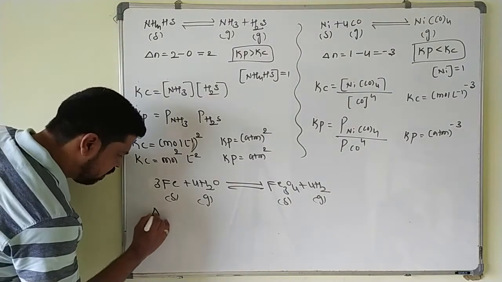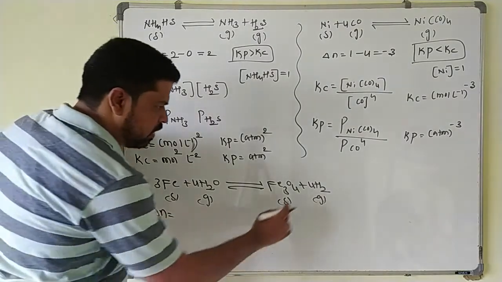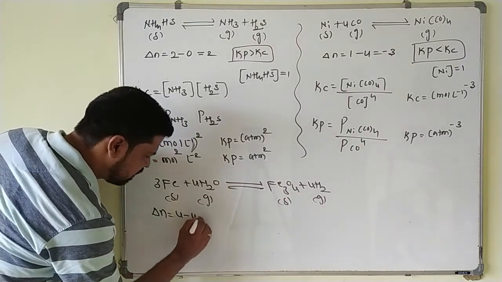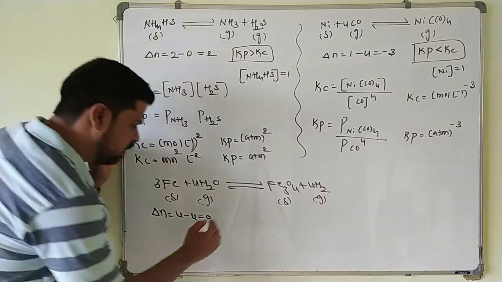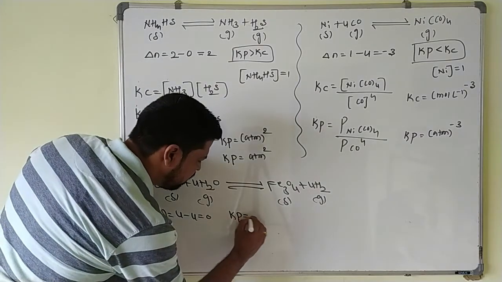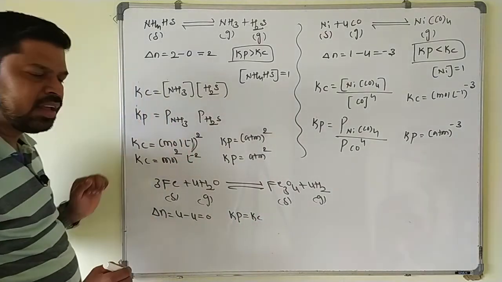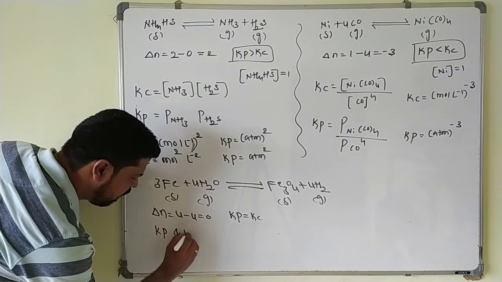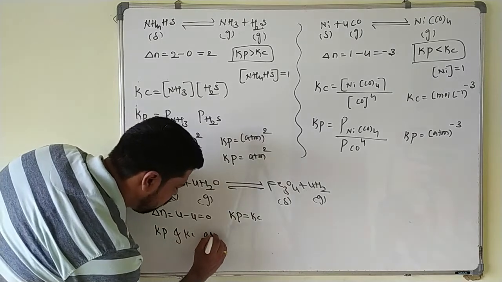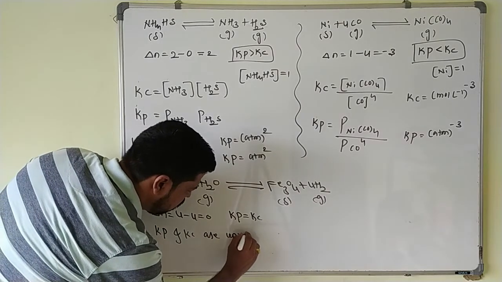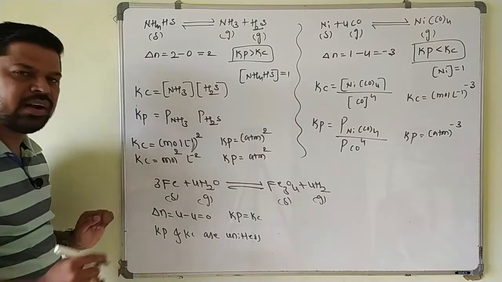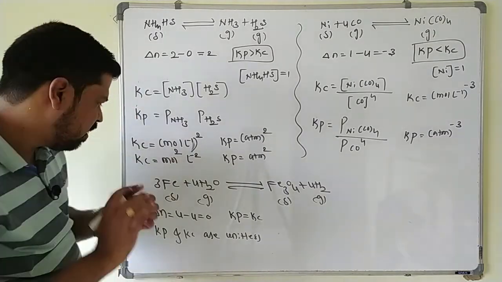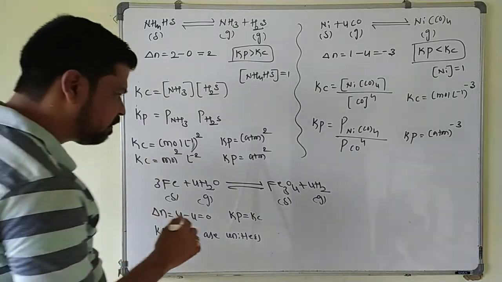Now what is the delta n value in this case? Delta n value is 4 moles of gaseous products minus 4 moles of gaseous reactants. Delta n value equal to 0. In this case, Kp equal to Kc. Since delta n value equal to 0, both Kp and Kc are unitless. Whenever delta n value equal to 0, both Kp and Kc become unitless here.